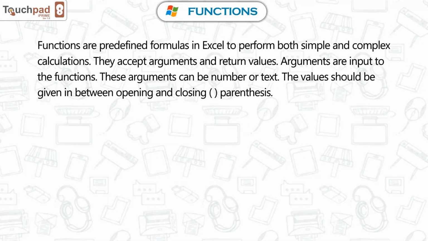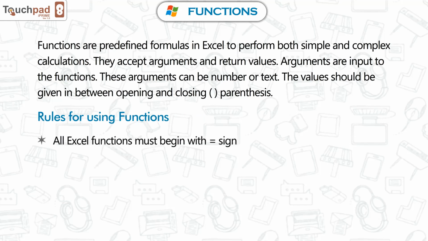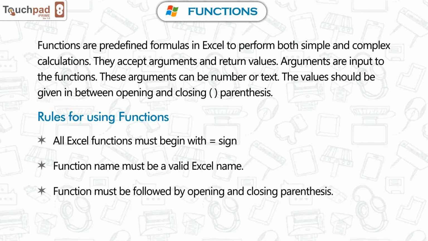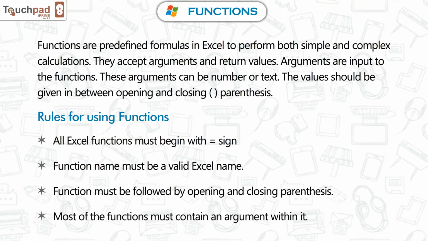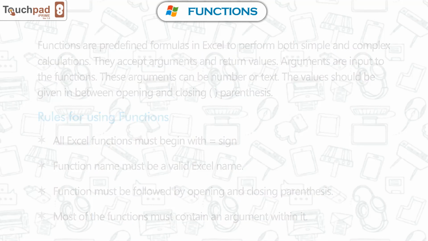Functions. Functions are predefined formulas in Excel to perform both simple and complex calculations. They accept arguments and return values. Arguments are input to the functions. These arguments can be number or text. The values should be given in between opening and closing parentheses. Rules for using functions. All Excel functions must begin with equal to sign. Function name must be a valid Excel name. Function must be followed by opening and closing parentheses. Most of the functions must contain an argument within it.